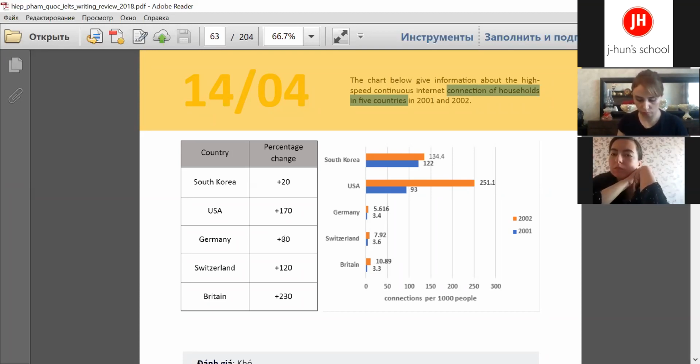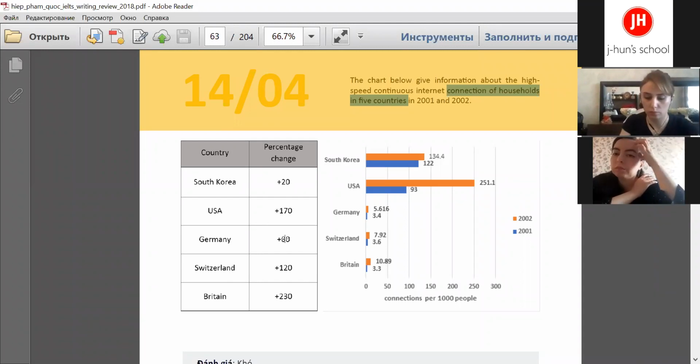But the highest, not with the biggest difference. Maybe do you mean this big difference? Yeah. Okay, 134 and 251. That's why. So yes, I got what you mean exactly. Yeah, but the highest percentage of change was in Britain, and the lowest change was in Germany. That's all. No, the lowest change is not in Germany, it's in South Korea.